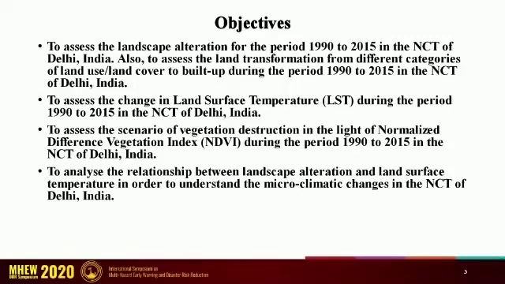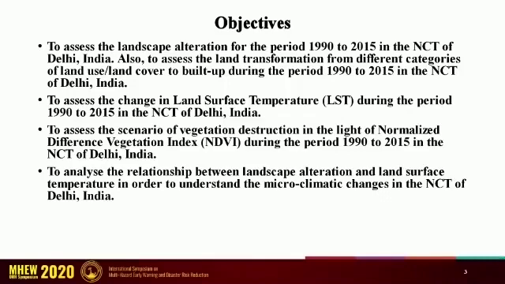Now coming to the objectives. The first objective is to assess the landscape alteration for the period 1990 to 2015 in the NCT of Delhi, India. Also to assess the land transformation from different categories of land use land cover to built-up during the period 1990 to 2015 in the NCT of Delhi, India.